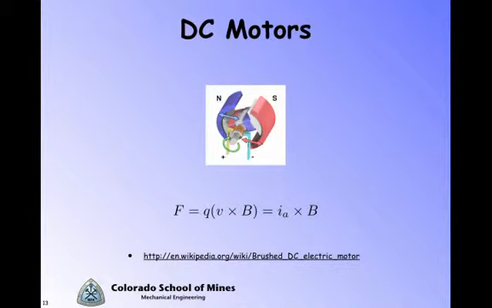Underneath that is the fundamental equation for the electromotive force of a DC motor, and basically it says that it's a cross product of the current flowing through the armature windings and the B field, which is generated by the battery. And again, we're going to talk about that more in the next lecture, but that's the fundamental idea.